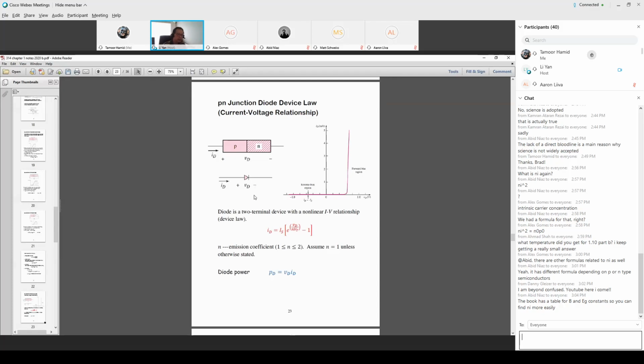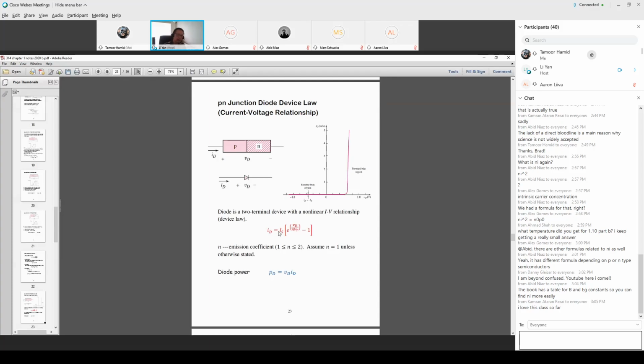You need to put the diode direction and diode voltage polarity in a correct way. This relationship has this shape, which we have not seen before. The only device law we are familiar with is Ohm's law, where current and voltage are proportional to each other, basically a straight line across zero. For the diode, it's totally different behavior.